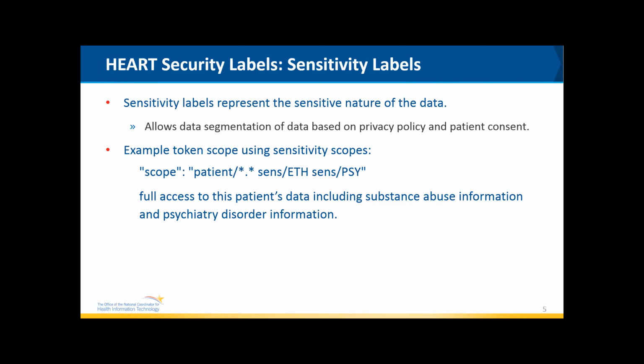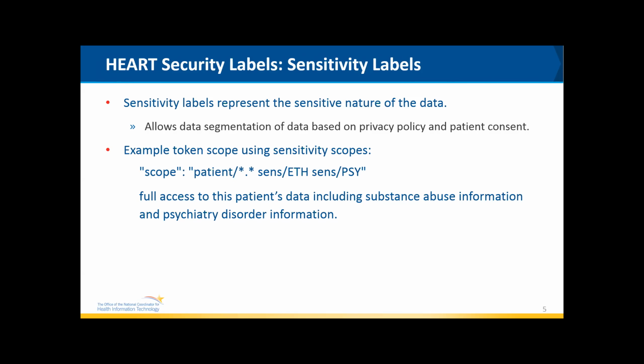So in this case, you have, for example, scope patient/*, that Justin said, that's everything. And then two sensitivity labels, you've got ETH and PSY. And this statement is telling us give full access to this patient's data, including substance abuse information and psychiatric information.